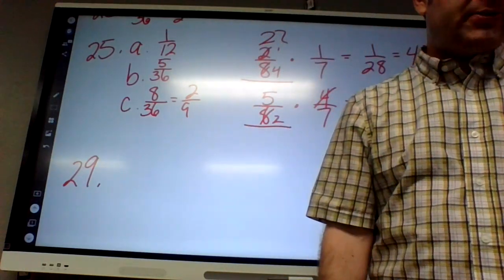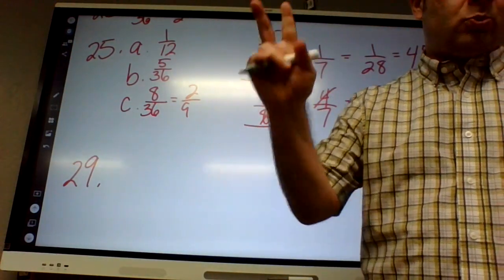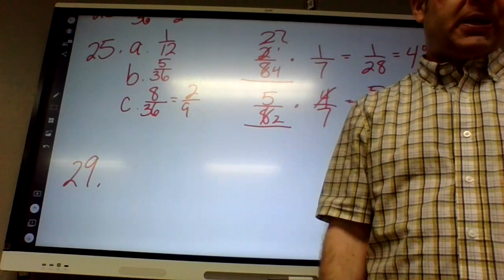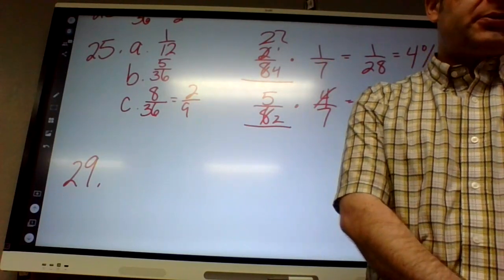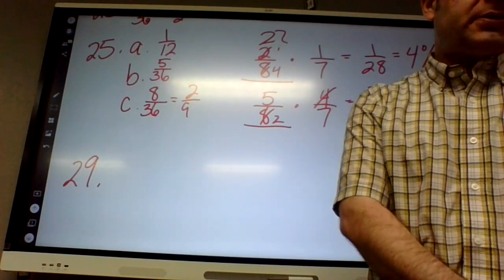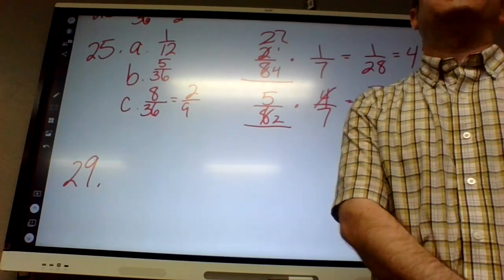29. Find the probability that a randomly generated 3-letter word, so I think they mean it's not actually a word, with no repeated letters, so no repetition, has the following characteristics. All consonants. How many consonants are there?